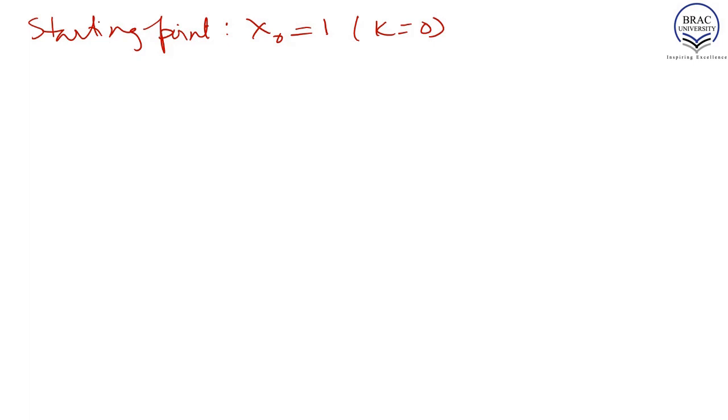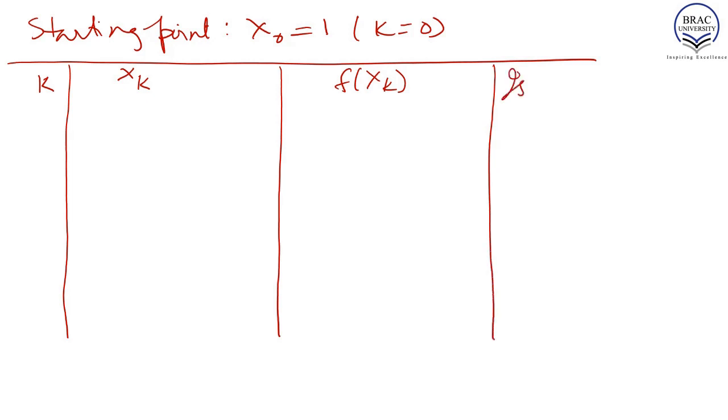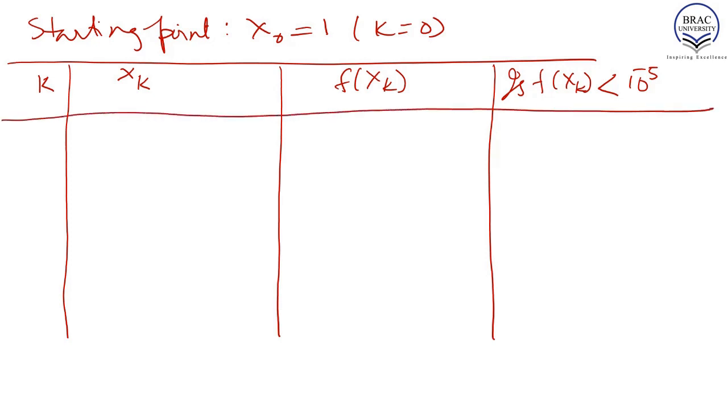Now let's draw the table. The first column is the iteration number k, and then you compute xk, and then we compute f of xk, and then we ask the question, is f of xk less than 10 to the power minus 5? If it is no, then we go to the next iteration. If yes, we stop. So first, now k equals 0.